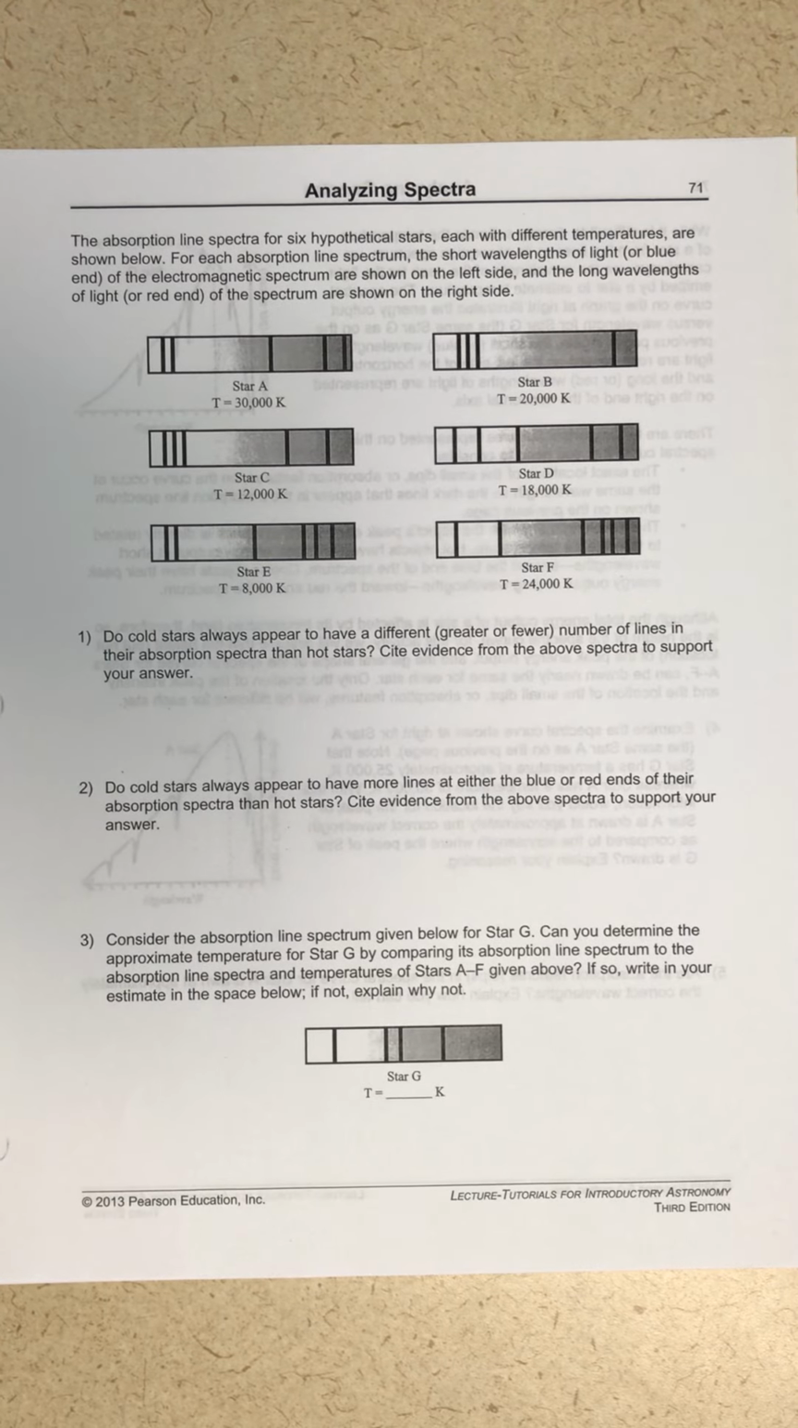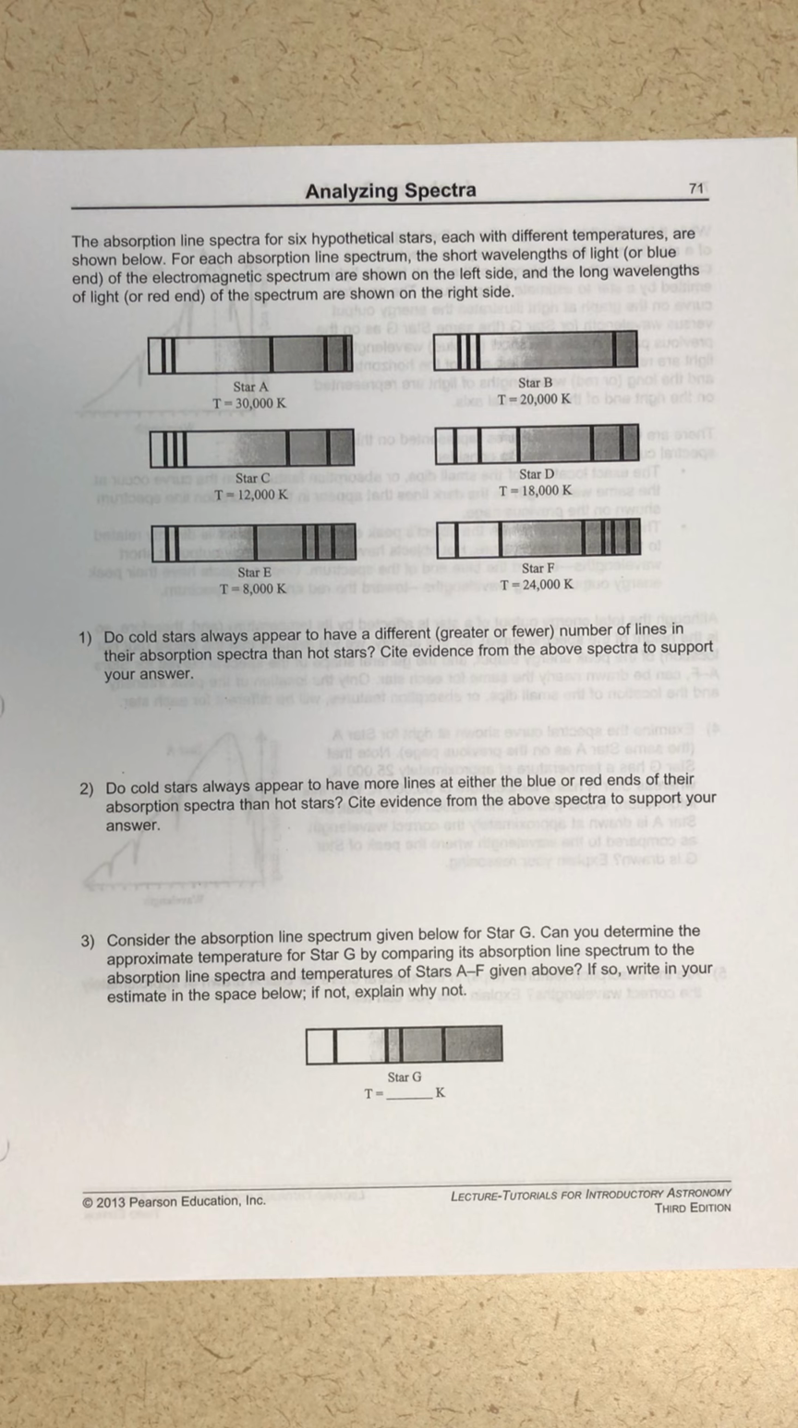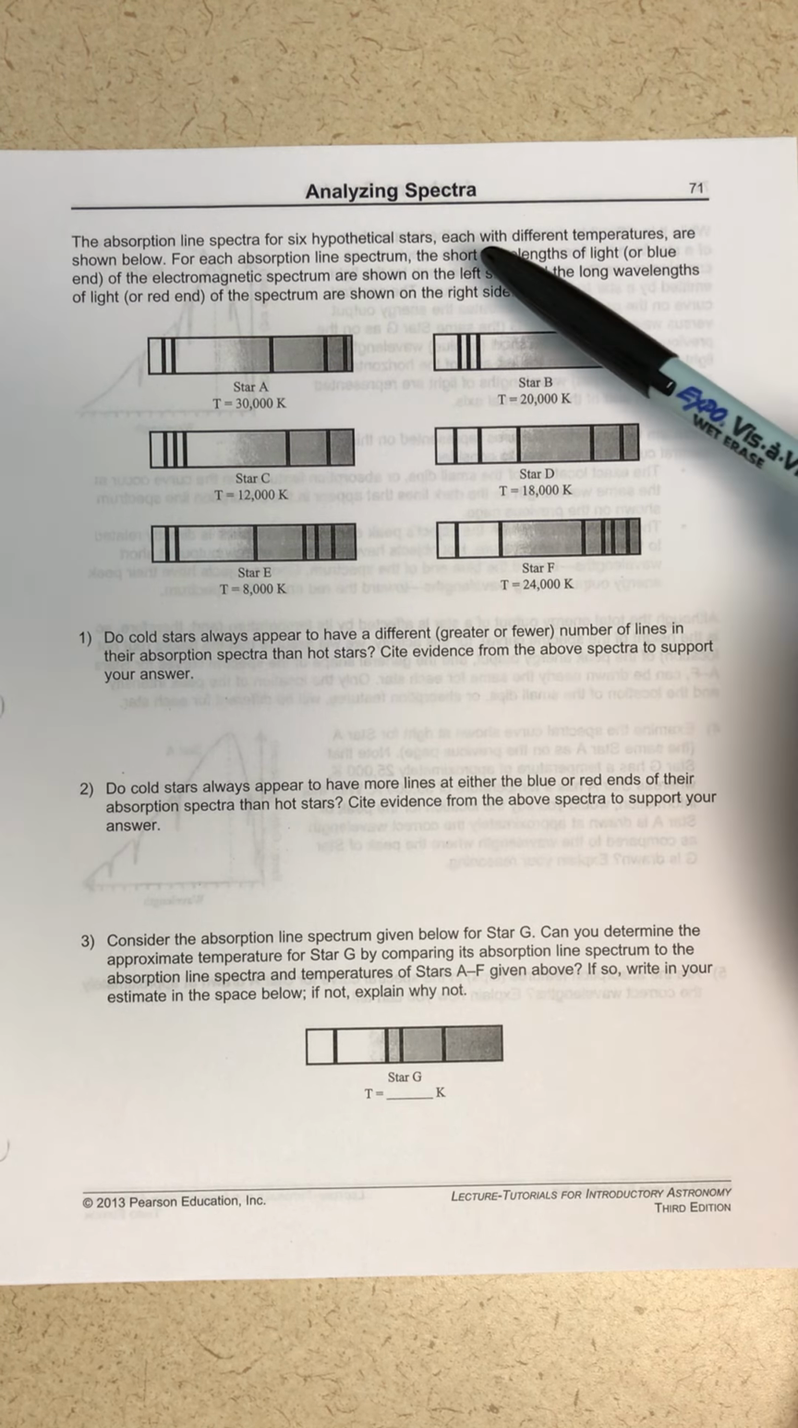In this tutorial, we're going to look at spectra that are coming from stars. In particular, we want to try to develop our intuition a bit for how the shape of a spectral curve can tell us something about the temperature of a star. So we have absorption line spectra for 6 hypothetical stars.